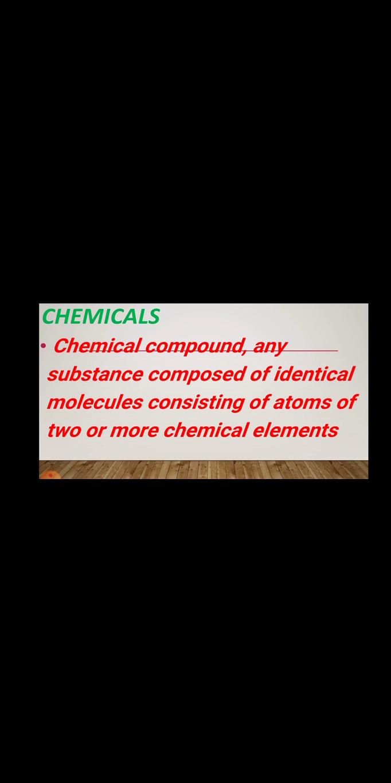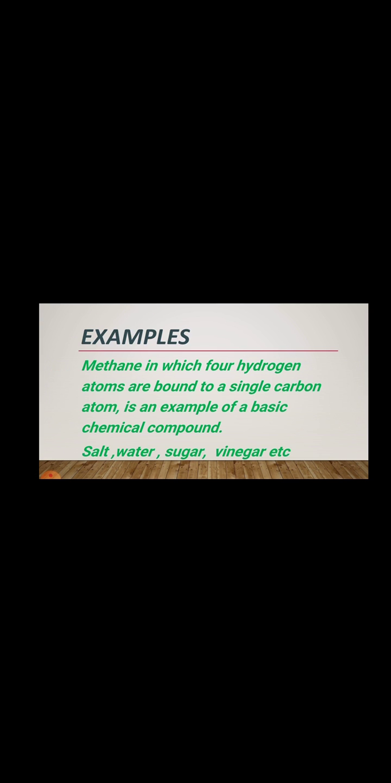So in simple words, what is a chemical compound or chemicals? When two or more reactants combine by chemical means, the product or result is called a chemical compound. On your screen it is very clear: any substance composed of identical molecules consisting of atoms of two or more chemical elements. You have to make it clear that when two or more chemical elements combine together, they lead to a new substance, and that new substance is called a chemical compound.